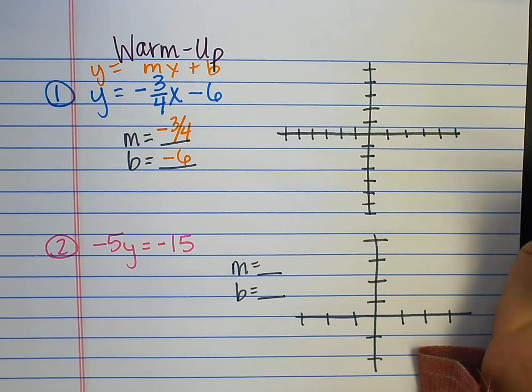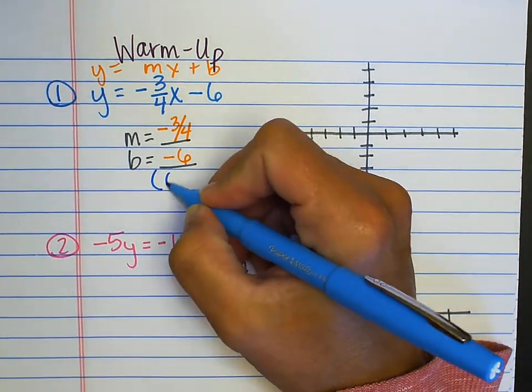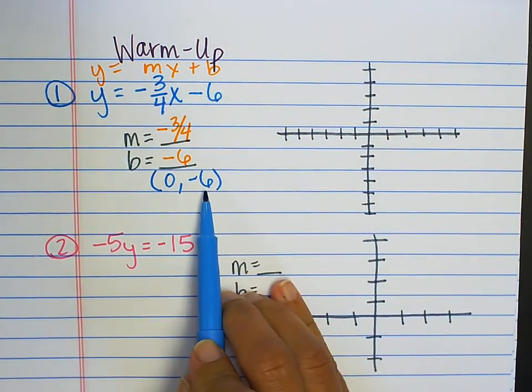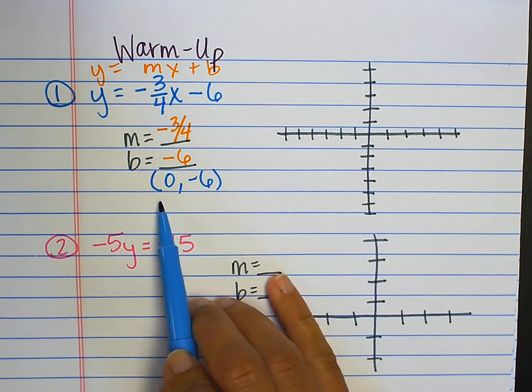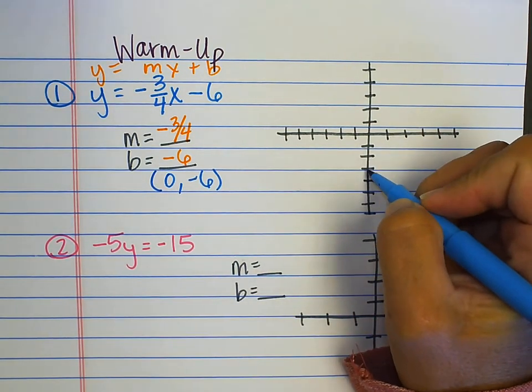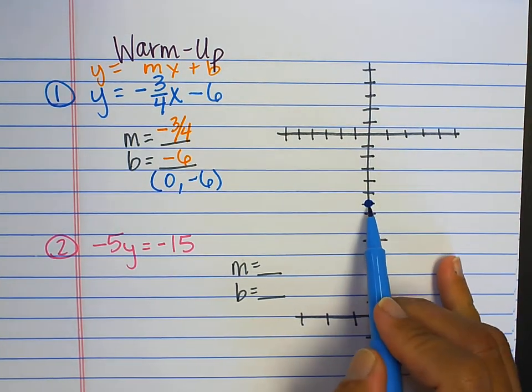I always start by plotting the y-intercept. We know that this is a point where x is 0. The intercepts can be written as a point always. At the y-intercept, x is 0. At the x-intercept, y is 0. So 1, 2, 3, 4, 5. There's my y-intercept. I start by plotting it.